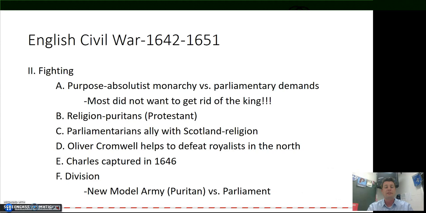They just want the king to pay attention and limit his power so that he can't keep doing what he's doing. Religion is going to play a role in this. As I mentioned, England at this point is Protestant, and the Puritans are a separate sect of Protestantism within England during this time period. And the Puritans are like a stricter group within Protestantism.